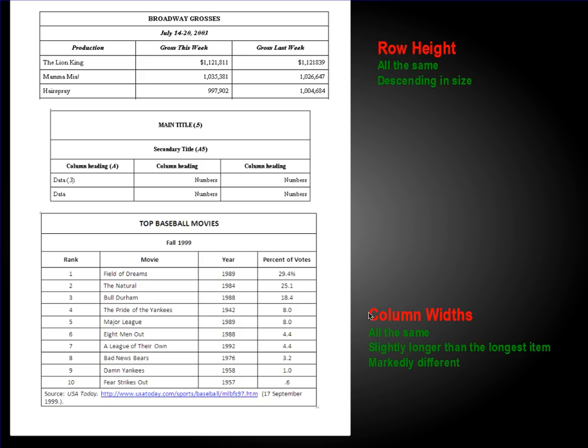Then there's also the column widths. In the first two examples, all the columns are equal to each other, but in the last one, you can tell that they're slightly longer than the longest item in the column, and they could also just be markedly different for some other reason. We'll start out today with them all being the same, and then I'll show you later how to make them different sizes.